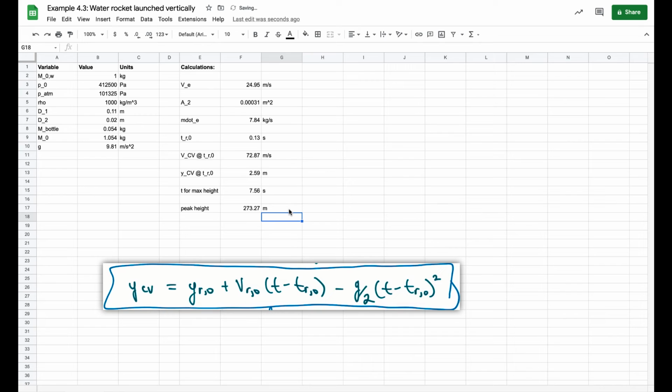That's our peak height value. But this is a design question, so we have a lot to think about. So now we're going to talk about what that means, and we're also asked to plot the height. So I'm going to show you first how we go about plotting the height of the water rocket.